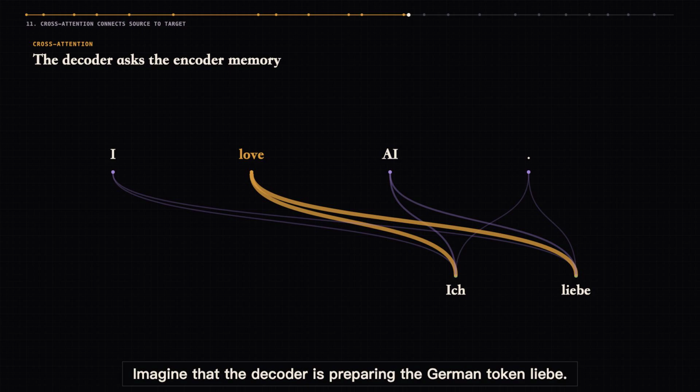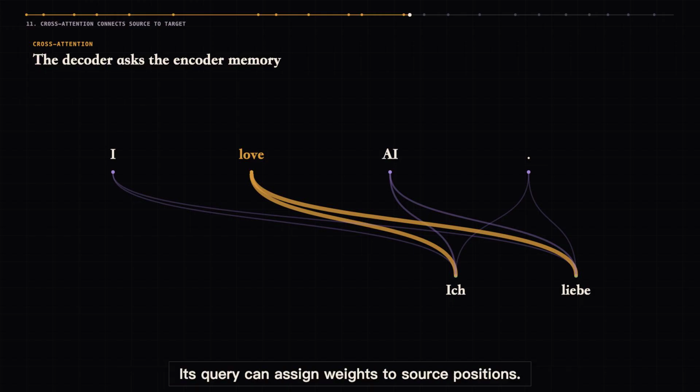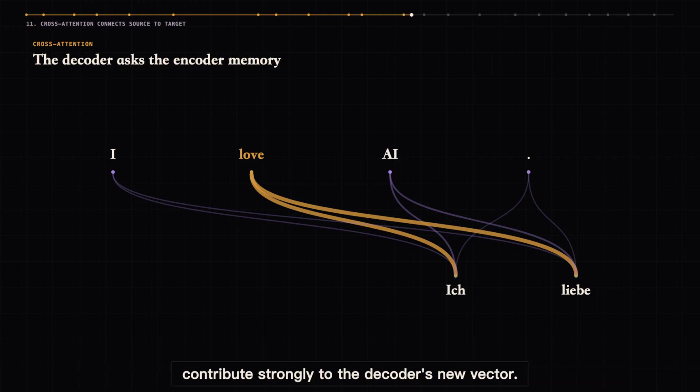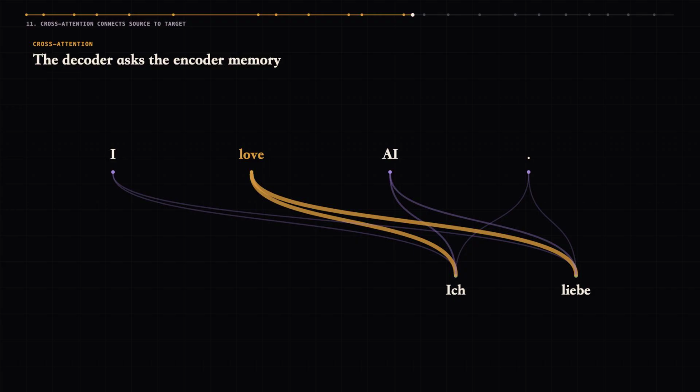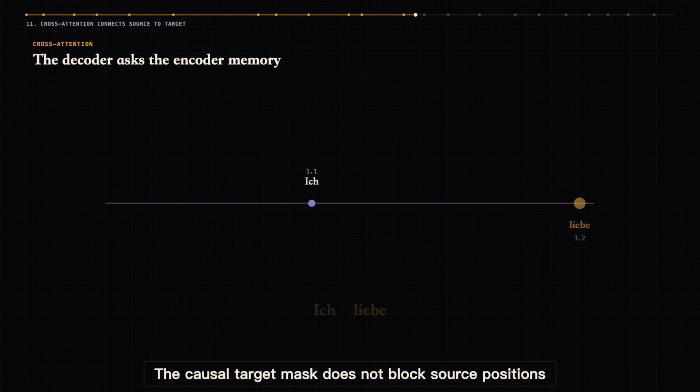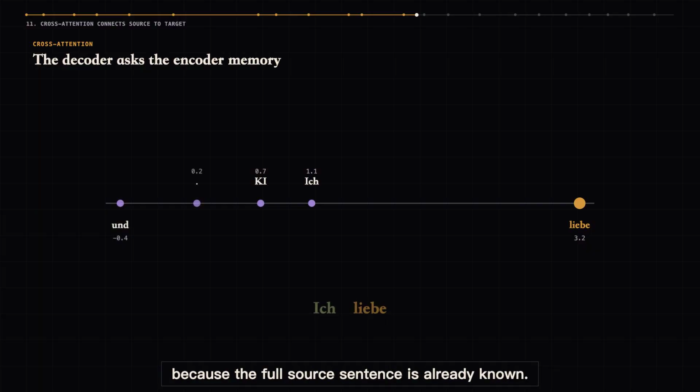Imagine that the decoder is preparing the German token lieb. Its query can assign weights to source positions. A high score on the source token love lets the corresponding source value contribute strongly to the decoder's new vector. Other source positions can also contribute. The operation is a learned weighted mixture, not a hard word-to-word dictionary lookup. Every decoder position can attend across all encoder positions. The causal target mask does not block source positions because the full source sentence is already known.